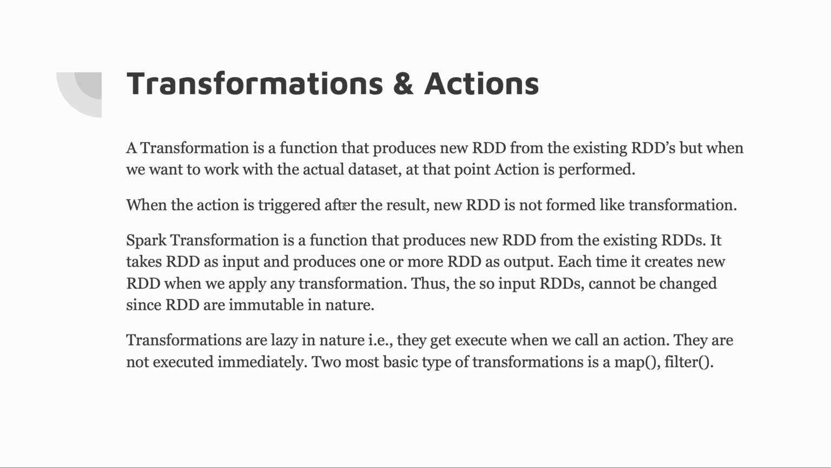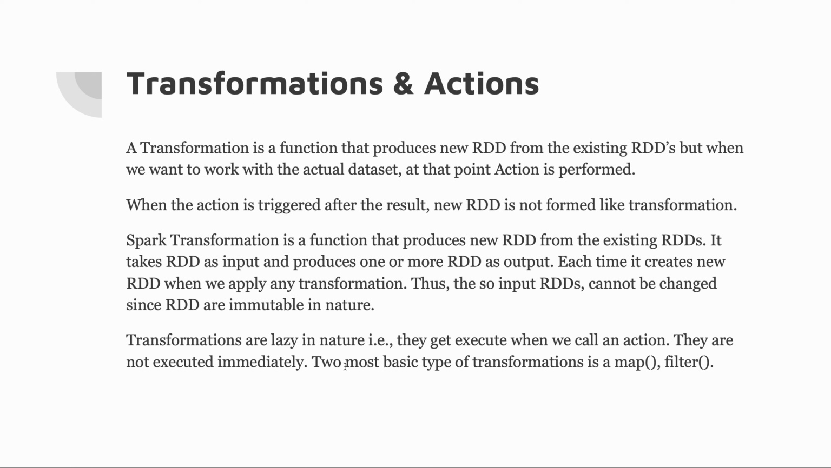When the action is triggered, a new RDD is not formed like with a transformation, because we are basically computing everything up to that point. Now, a Spark transformation is a function that produces a new RDD from existing RDDs. It takes an RDD as input and produces one more RDD as output. Each time we apply a transformation, it creates a new RDD. Thus, input RDDs cannot be changed, since RDDs are immutable in nature. Transformations are lazy in nature, of course. That is, they get executed only when we call an action. They are not executed immediately.